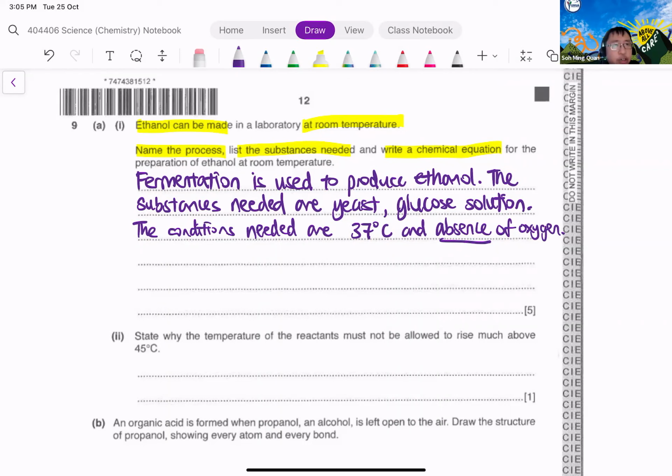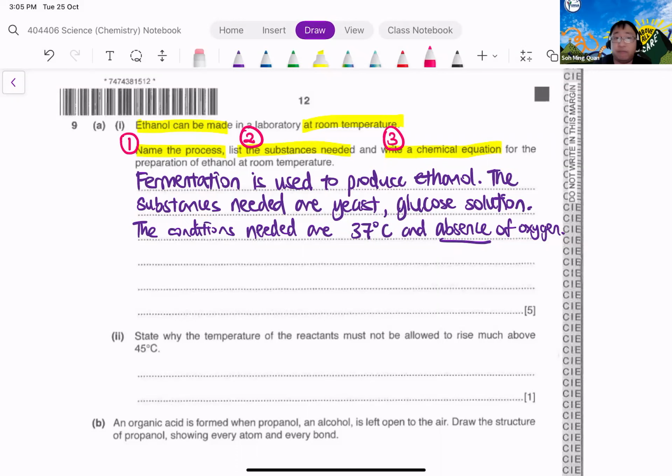Now, for this question, do you really need to go on to talk about how we need absence of oxygen so that the ethanol will not oxidize? Do we need to talk about why 37 degrees Celsius? The answer is no. If you look at the question, they are really very targeted. They just want the name of the process, which you have named already. The substances needed, which you have named already. The last part is just writing a chemical equation. So you really don't have to elaborate for this type of question.